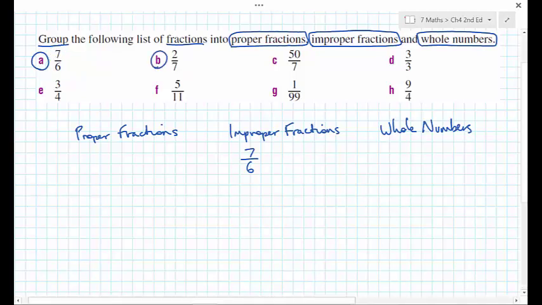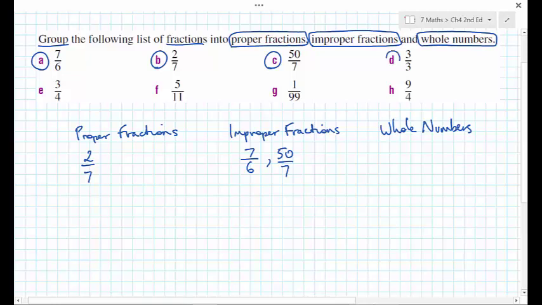If we look at B, okay, so a proper fraction is where the numerator is smaller than the denominator. Okay, so in this instance, 2 over 7 is a proper fraction. Okay, we have C. Well, numerator is bigger than our denominator, and we also see if 7 can go into 50 a whole number of times, and it can't. So in this instance, we have 50 over 7 is an improper fraction.